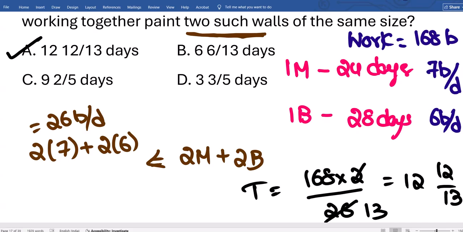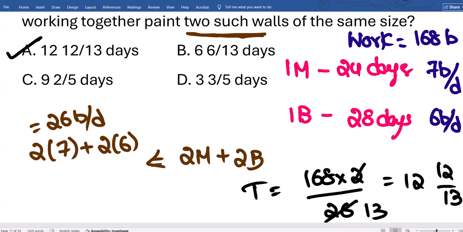We have 2 men and 2 boys. If it is 1 man and 1 boy, 7 plus 6, 13 bricks per day is my efficiency. But your team is having 2 men and 2 boys. Next time they may ask you 2 men and 4 boys also. If it is 2 men and 4 boys, 2 into 7, 4 into 6. We have to change the equation accordingly, right?